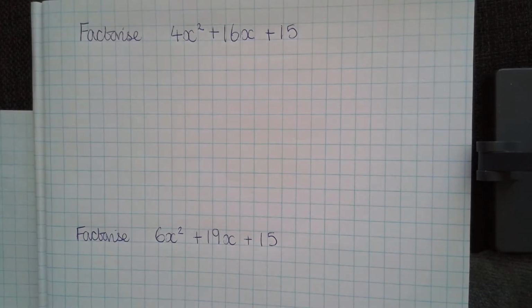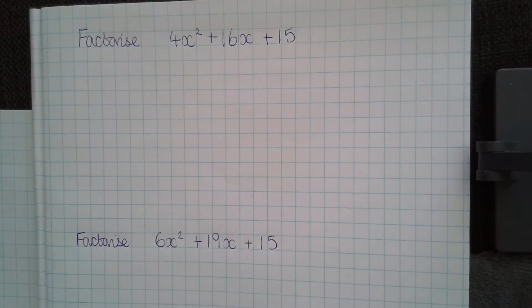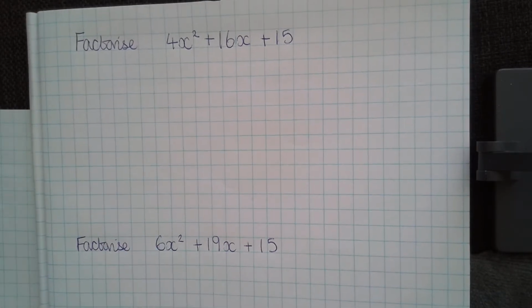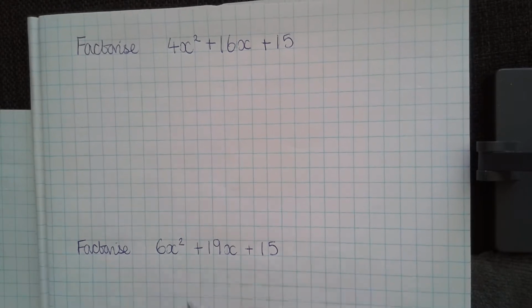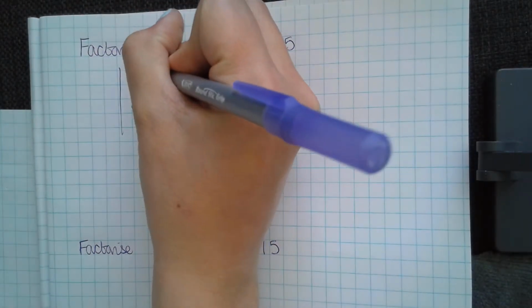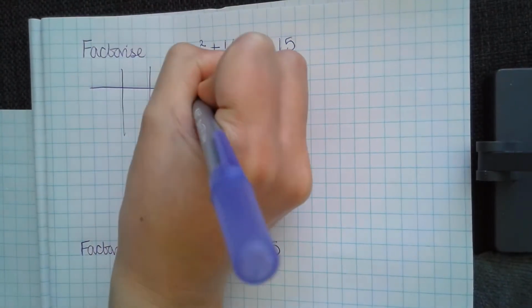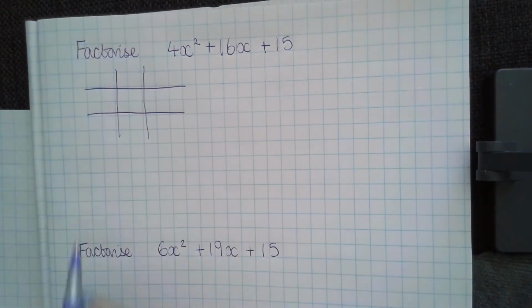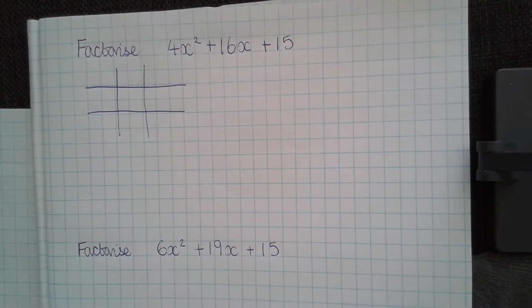So we need to look at factorising 4x squared plus 16x plus 15. So when we expand double brackets, we use the grid method. So we're going to use a grid to do the opposite, to put it back into brackets. So remember, that's what factorise means, put into brackets, okay?